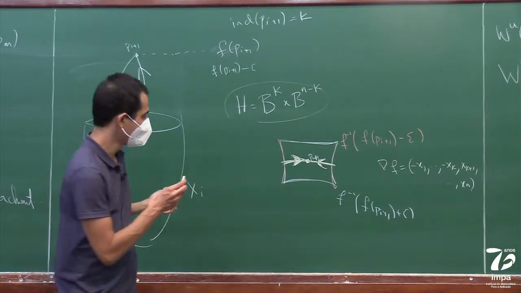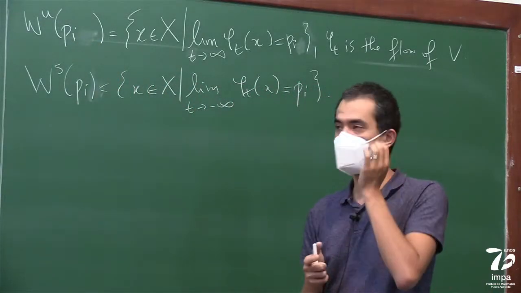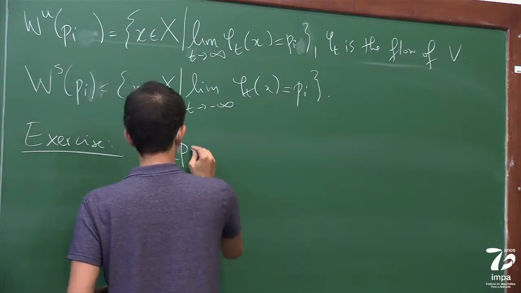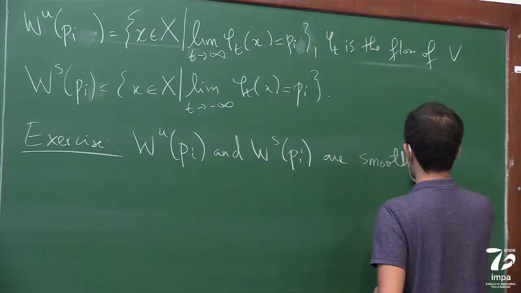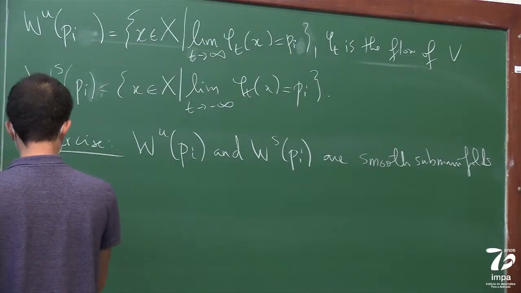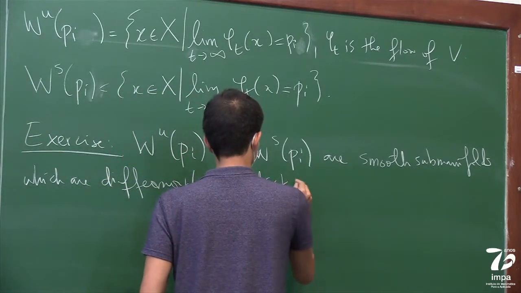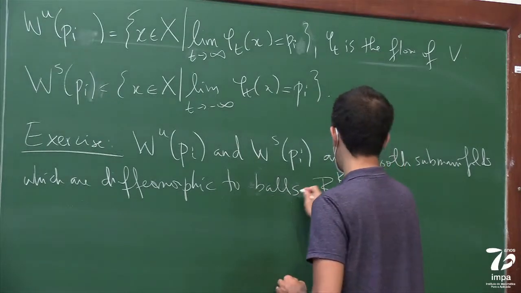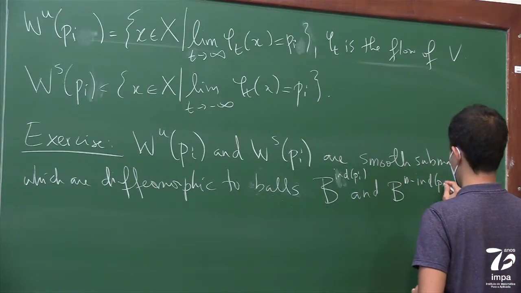But anyway, what's important about this unstable manifold is the way that the handle is attaching. First, you can see what the set here is as a manifold. It's actually not very hard, so this is an exercise: to show that these W^u of p_i and these W^s's are smooth submanifolds which are diffeomorphic to disks, or balls. It's the same thing, a disk and a ball, just a different name. Balls B^k, B^(index of p_i), and B^(n minus index of p_i), respectively.